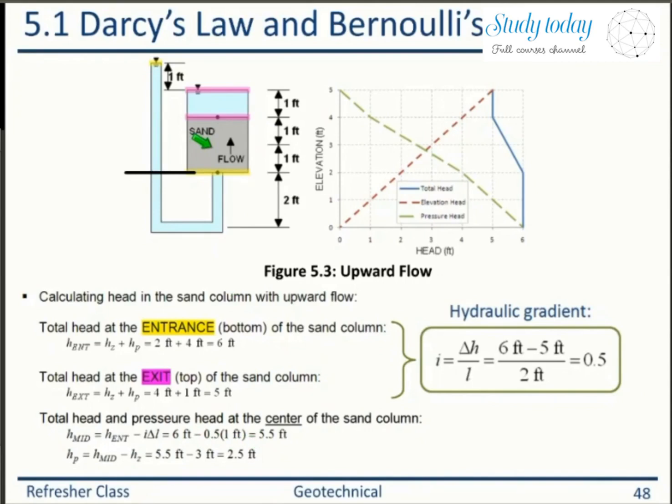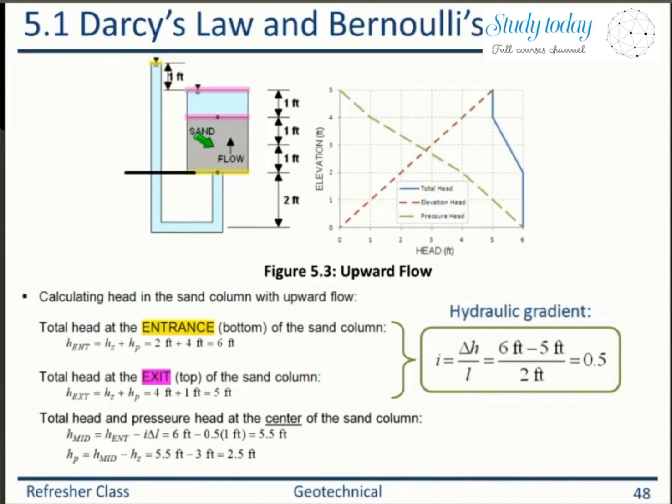You know the total head and you have the equation: total head is equal to elevation head plus pressure head. Now, if you have to calculate pressure head at the midpoint, you have got total head as 5.5 feet, elevation head as 3 feet. Therefore, the pressure head will be total head minus elevation head. So, 5.5 minus 3 is 2.5. So, pressure head at the midpoint is 2.5.